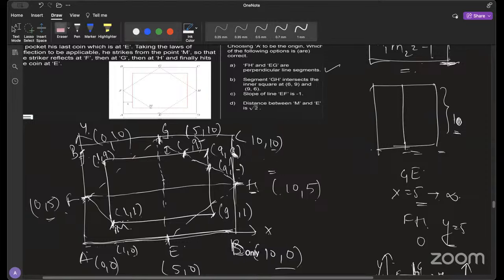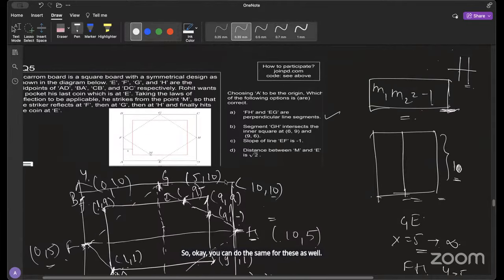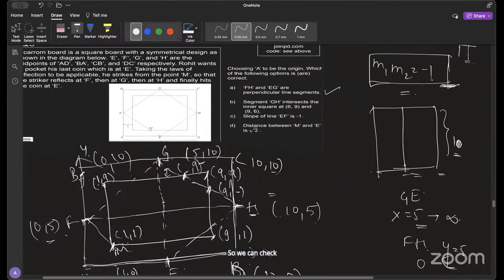Only the other coordinates are left. Okay, you can do the same for these as well, the other points that are on the inner square. So we can check this thing. What is this coordinate going to be? What's this one?